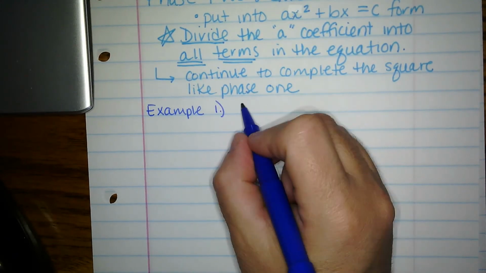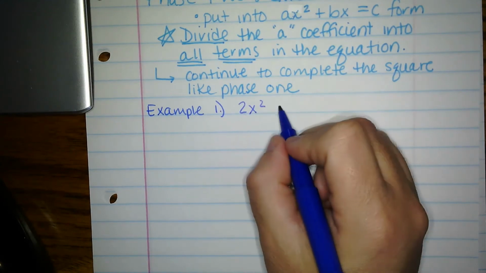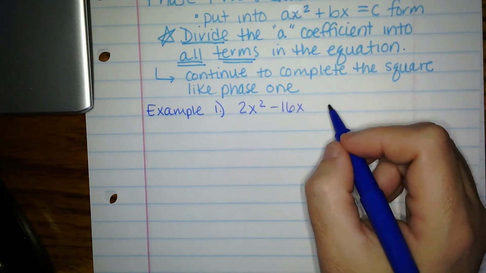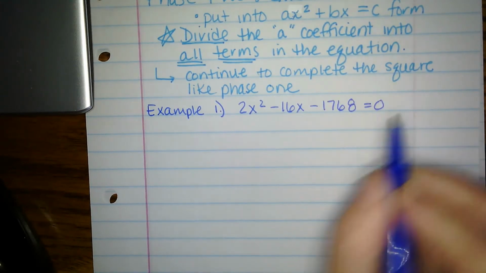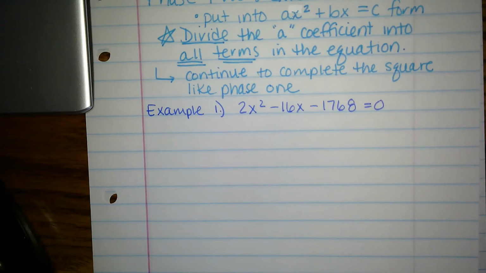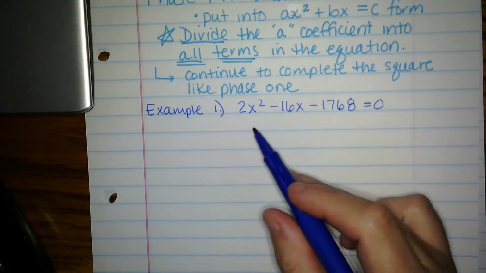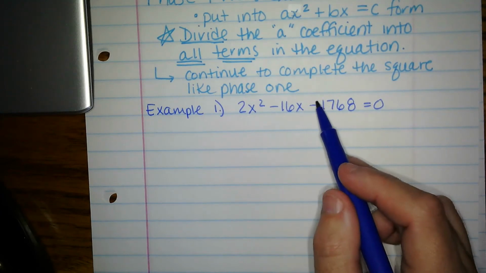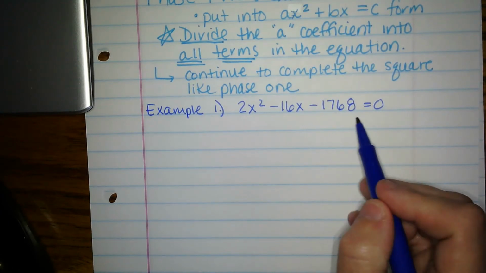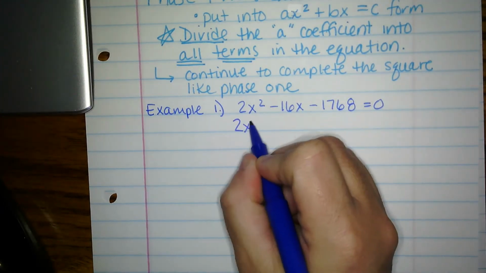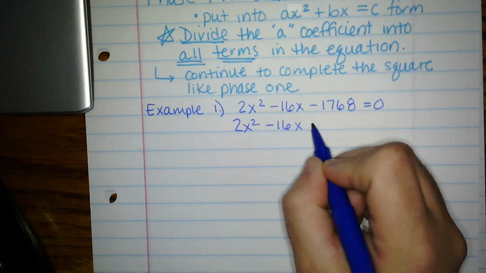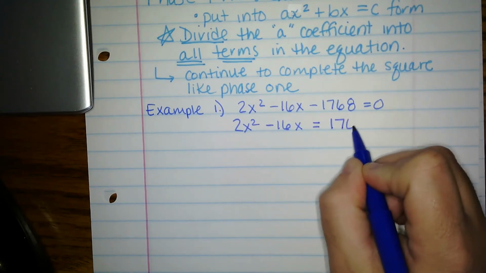Example 1 was 2x squared minus 16x minus 1,768 equals 0. And what we want to do is make sure we get it in the correct format before we worry about this coefficient here. So the first thing I'm going to do is take this constant and add it to the right. I want to get the c value over here. So I'm going to have 2x squared minus 16x equals positive 1768.